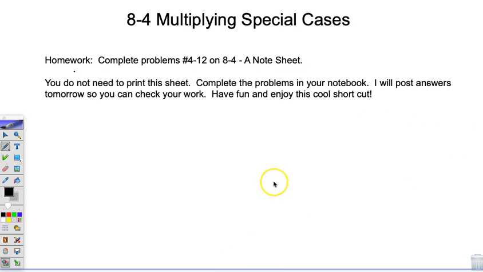For your homework tonight, I'd like you to complete the problems on the 8-4 note sheet, and that would be problems 4 through 12. Now you do not need to print this sheet. You can complete the problems in your notebook. I will post the answers tomorrow so you can check your work. I hope you have fun and enjoy this really cool shortcut.